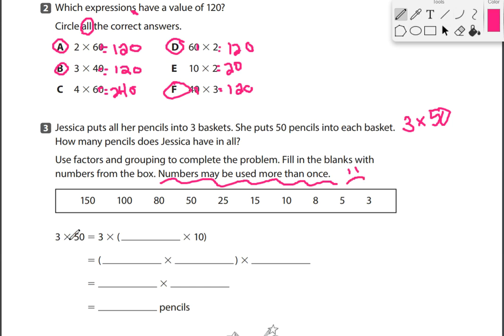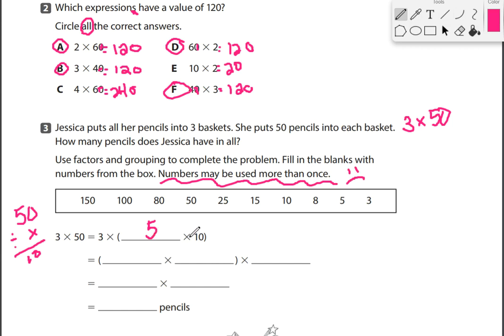So let's take a look at this. We have 3 times 50, which is the same as 3 times something times 10. So they pulled the 10 out of 50. They did 50 divided by something. I'm going to say a mystery, X. That's 10. Well, I know that 5 times 10 is 50. And I know 50 divided by 5 is 10. So this missing value right here, that's 5. So 3 times 50 is the same as 3 times 5 times 10. Okay, that makes sense. I'm not going to cross off my 5 because of this. I'm going to leave that there. I might use 5 again.